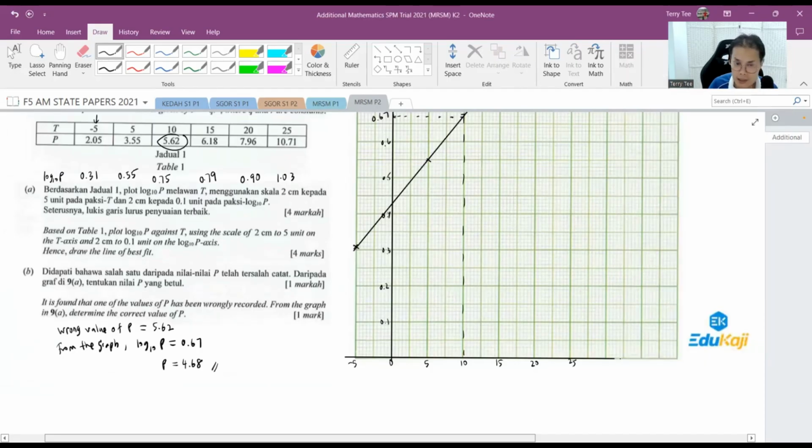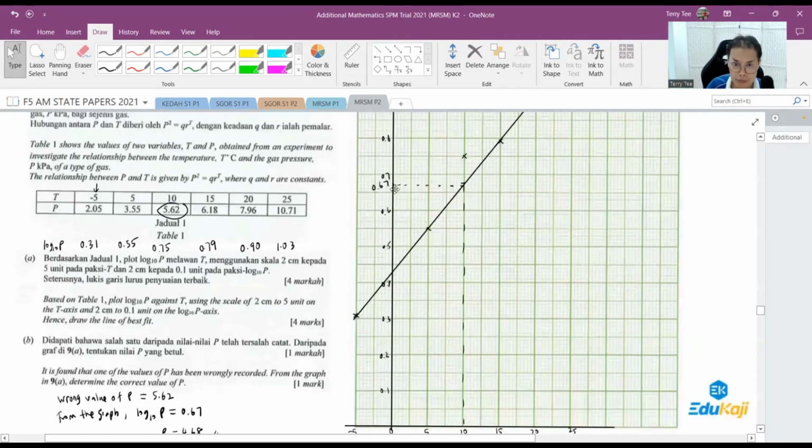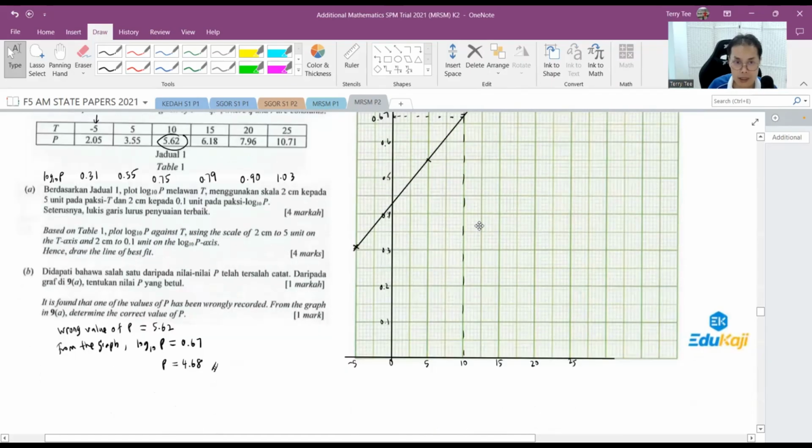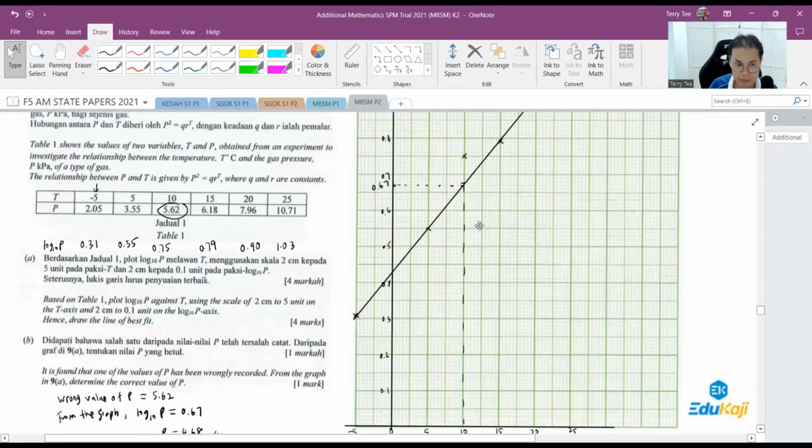Now, remember, you may get a slightly different answer. Some of you may get 0.68 or 0.675. You can read up to half of the smallest box. So if your graph is 0.675, I think it's okay. Or even 0.68. So now next, two things we need to find from the graph. We need to find the gradient and the y-intercept.